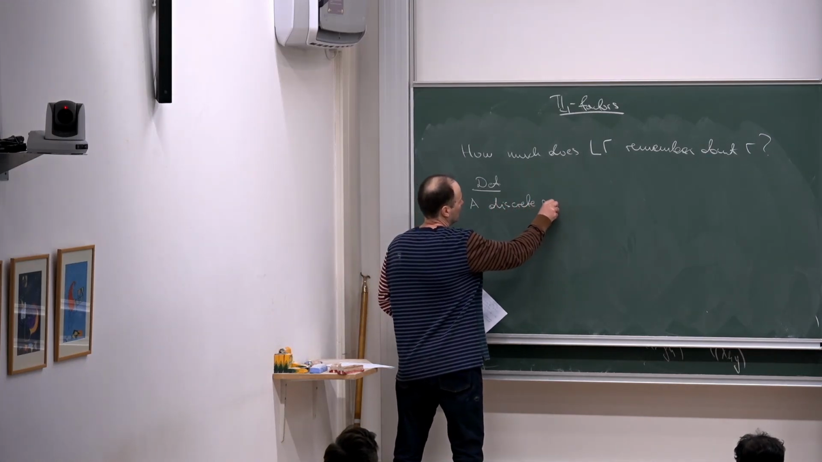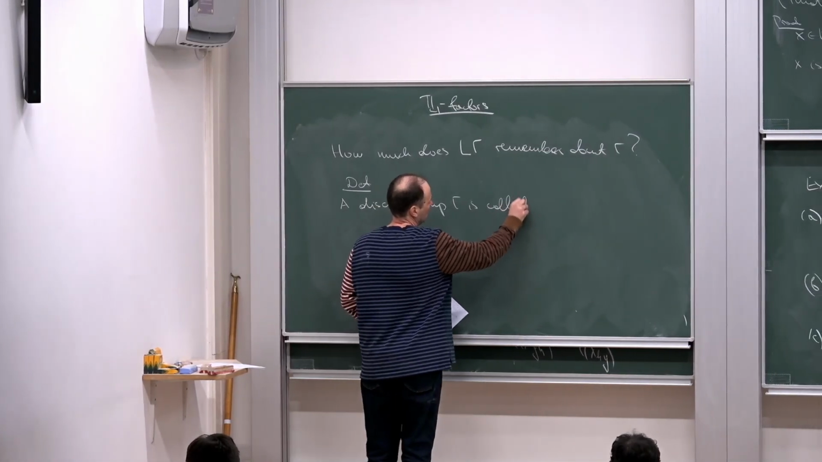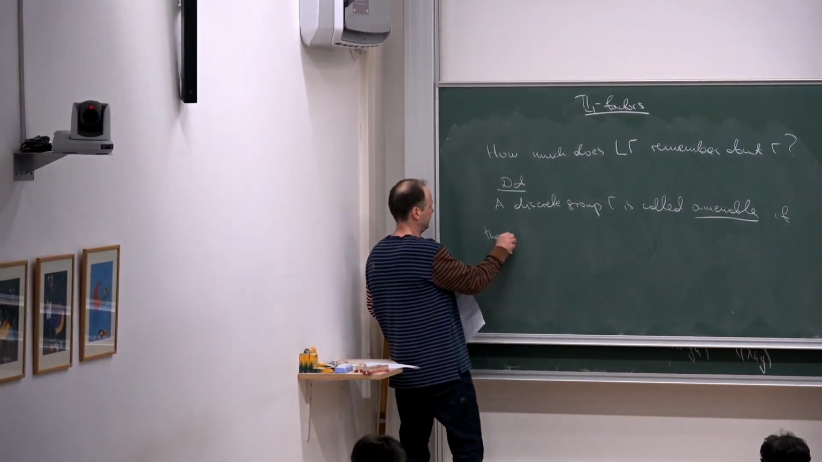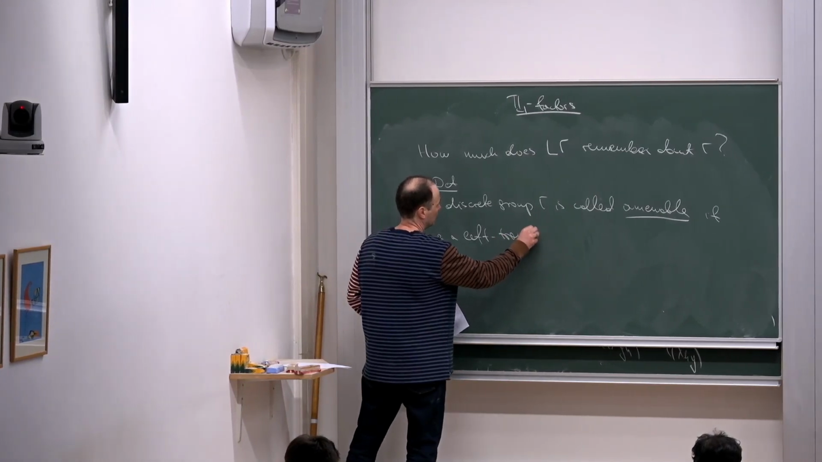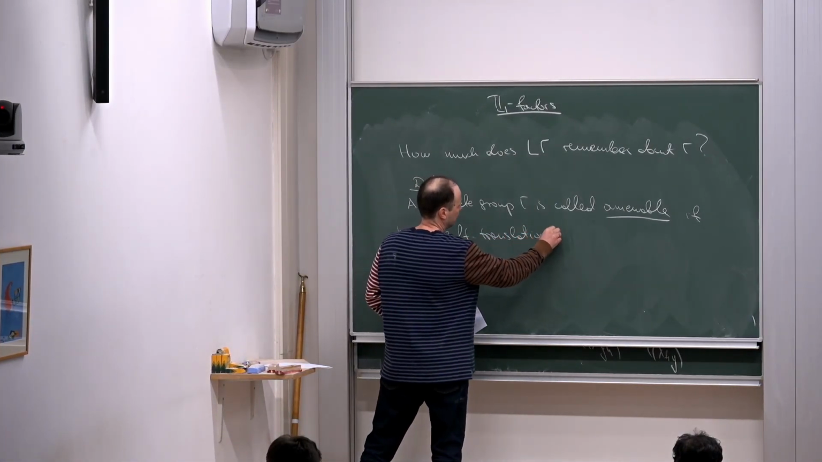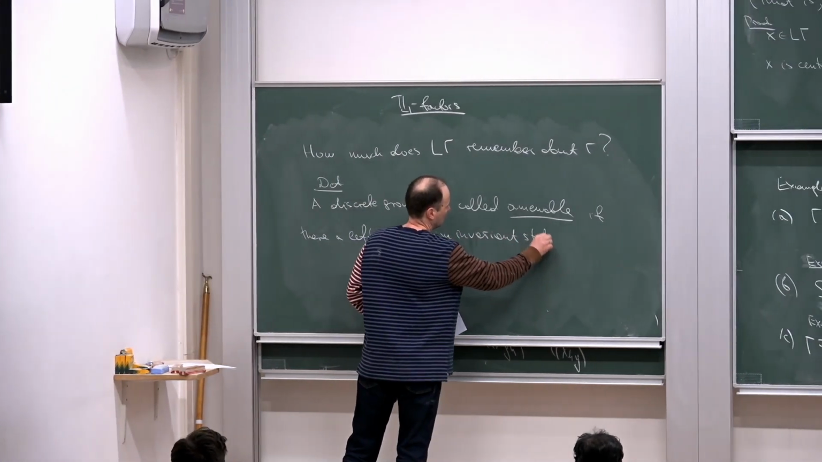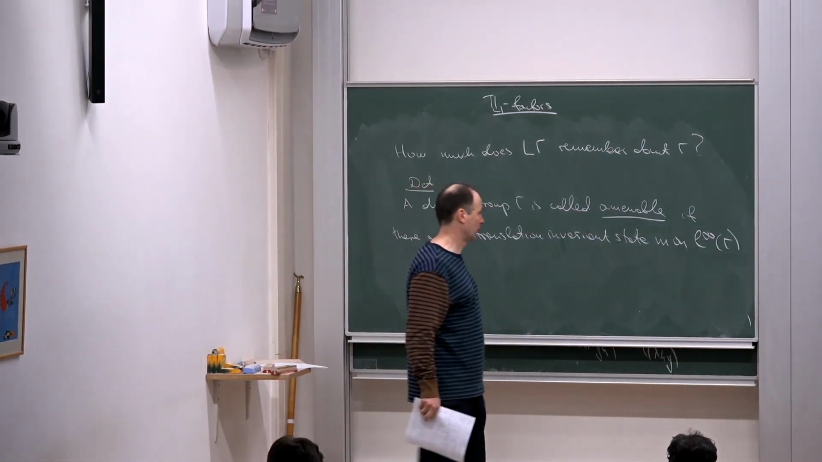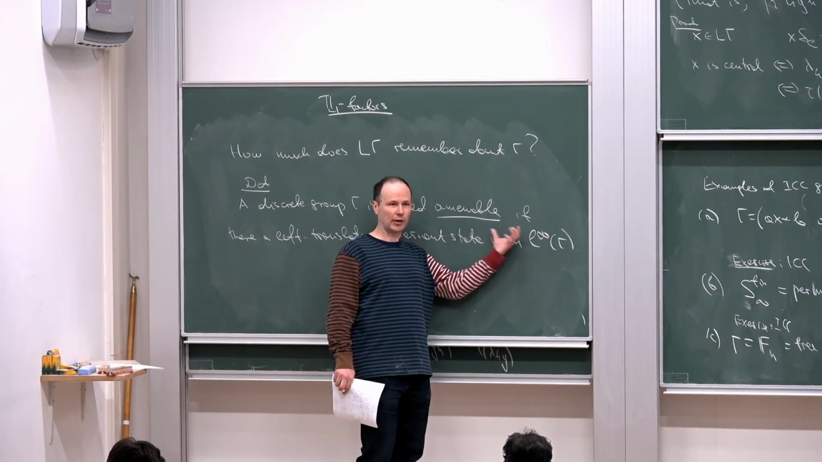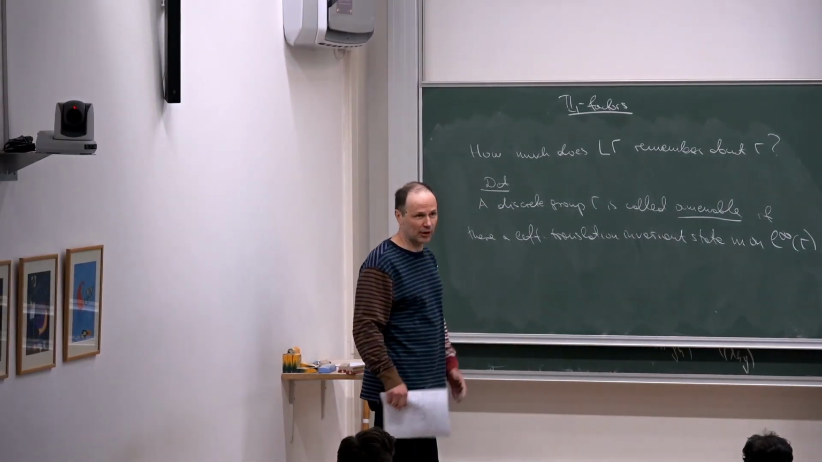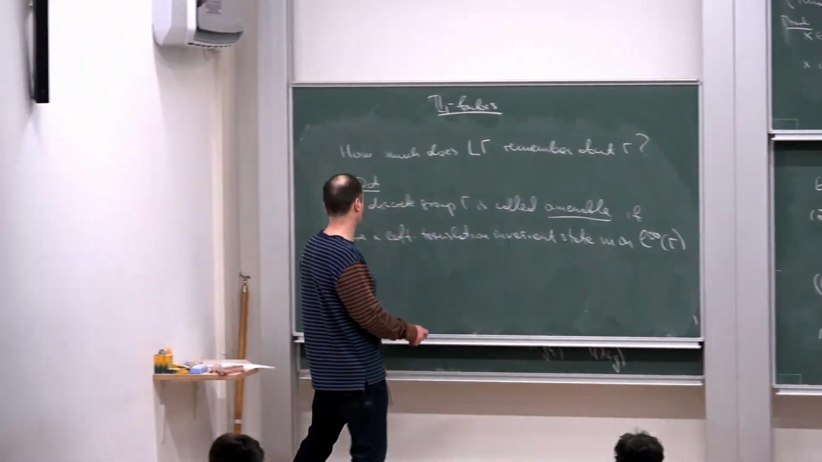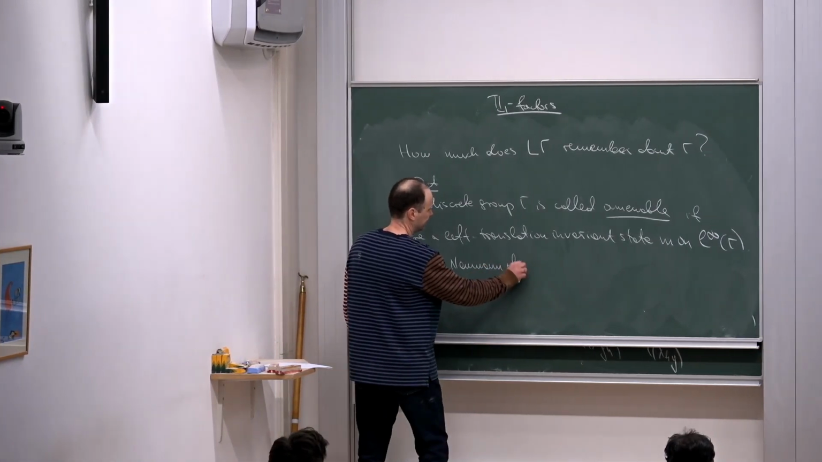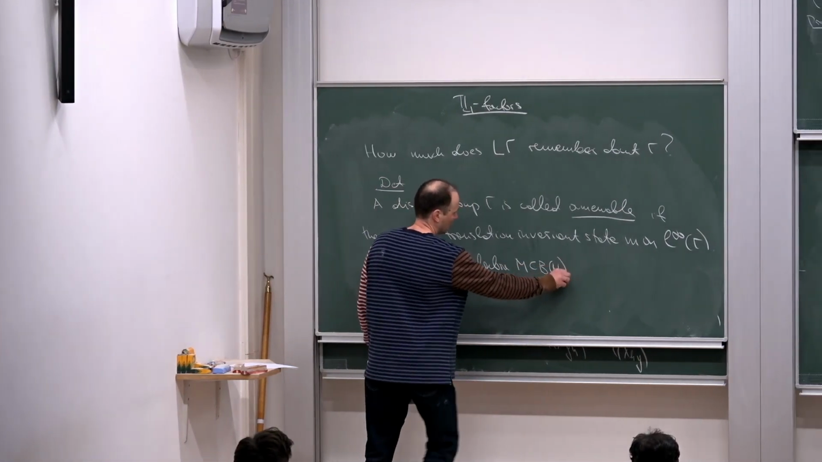A discrete group gamma is called amenable if there is a left translation invariant state M on L infinity, the bounded functions on gamma. So we require a state on bounded functions on gamma, which is invariant under the left translation by the group elements. And it turns out in von Neumann algebras there is a closely related notion called injectivity. So a von Neumann algebra inside B of H is called injective.